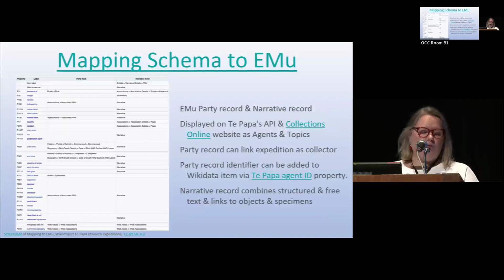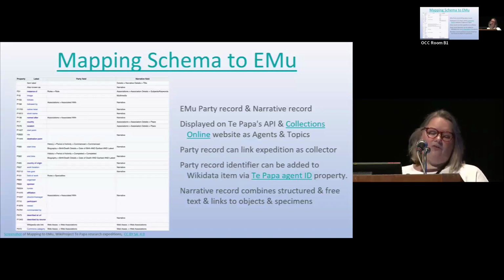Now, I just want to go into a little more detail about the mapping Te Papa used to create research expedition records in EMU. These records have been created using a partial mapping of the research expedition schema, taking selected values and applying them to EMU fields. Now, Te Papa decided to do this with only a subset of terms because a full mapping would have taken a lot of modelling and development work. Full mapping was also seen as unnecessary because their EMU record was being linked to the appropriate Wikidata item for the research expedition that they were dealing with.